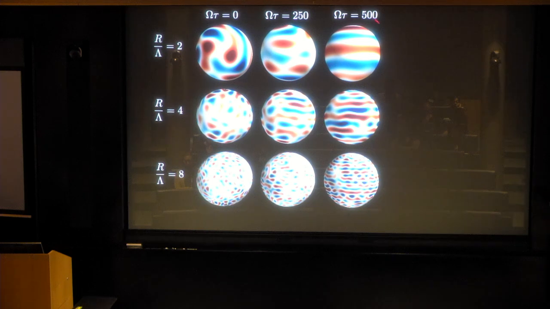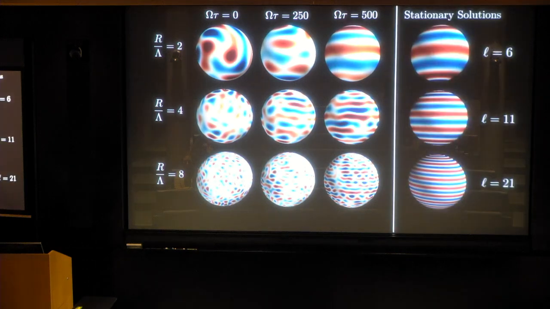And for all these cases, when omega is very large, you have these zonal jets that arise. And what's interesting is they are close to these stationary solutions. So here, these stationary solutions are basically plotted for the L's that we got from these parameters for the dispersion relation. And you can see that the stationary solutions basically capture the bulk characteristics of the solutions at the highest rotation rate. Sorry, what do you mean by zonal jets?